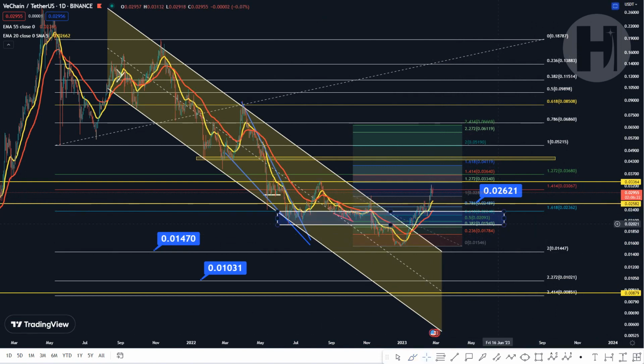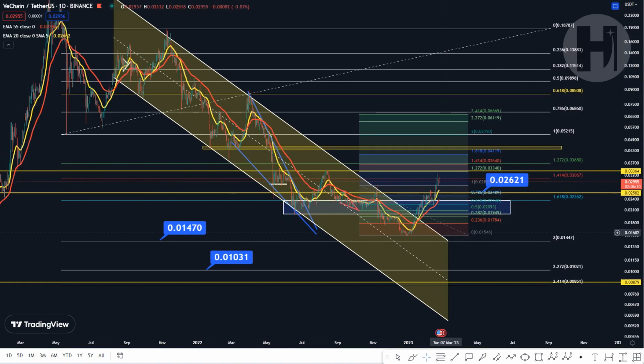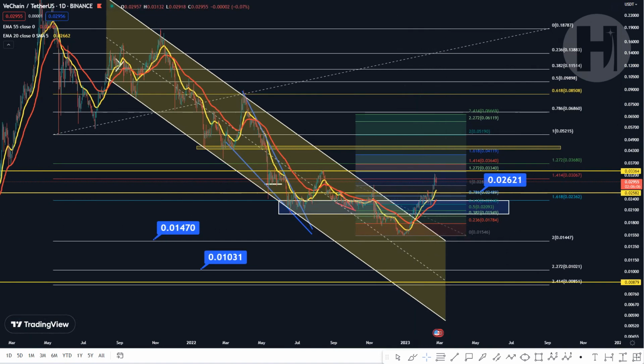So the support block is set anywhere between that 1.618 and all the way down to 2 cents essentially. So all the way down to 2 cents is a good buying area. Of course, below that is even better, but this is a support block that we've held. We back tested it as support.